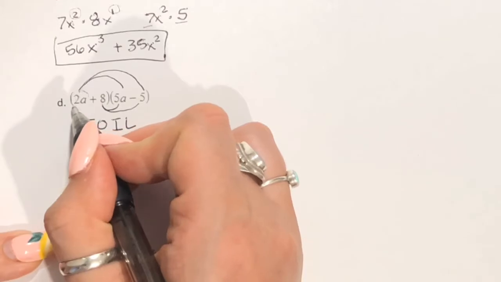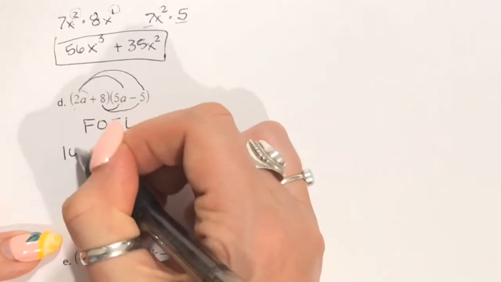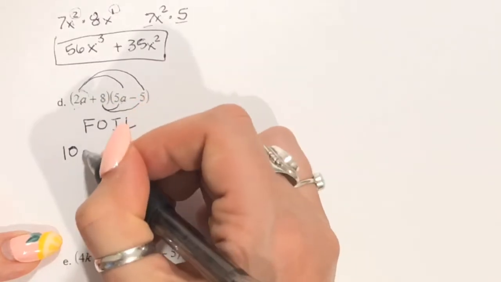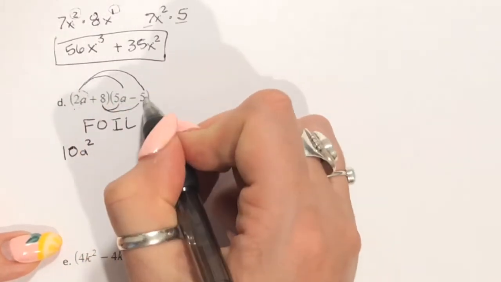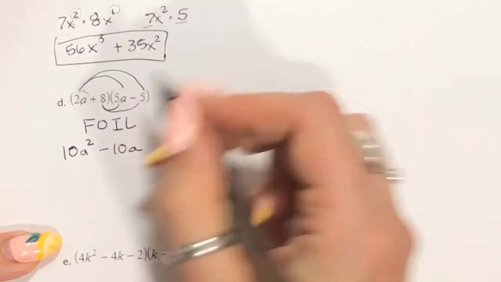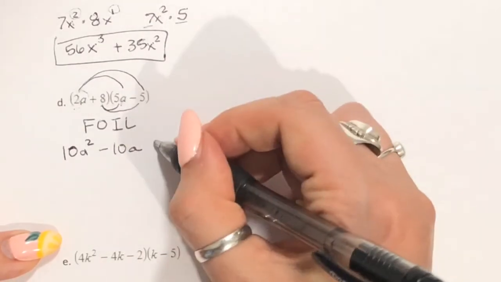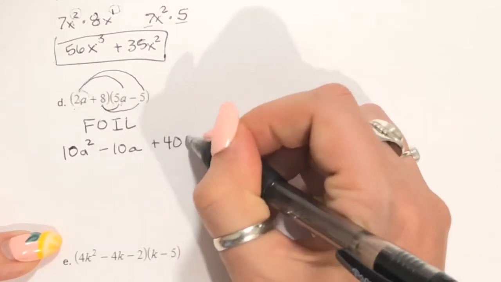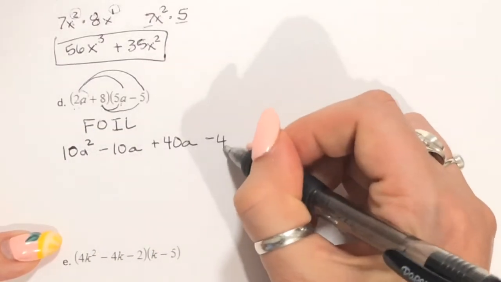But we're going to do 2a times 5a. 2 times 5 is 10, and a times a is a squared. Then 2a times negative 5 is a negative 10a. And then 8 times 5a, well, 8 times 5 is 40, so we're going to get 40a. And then 8 times negative 5 is a negative 40.